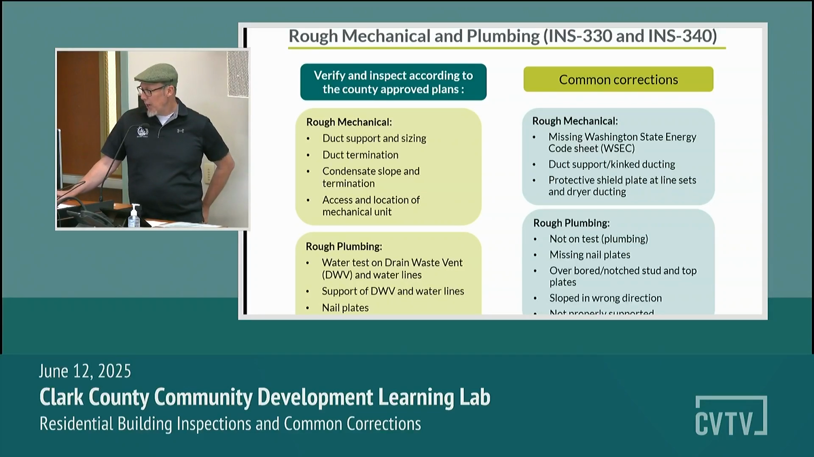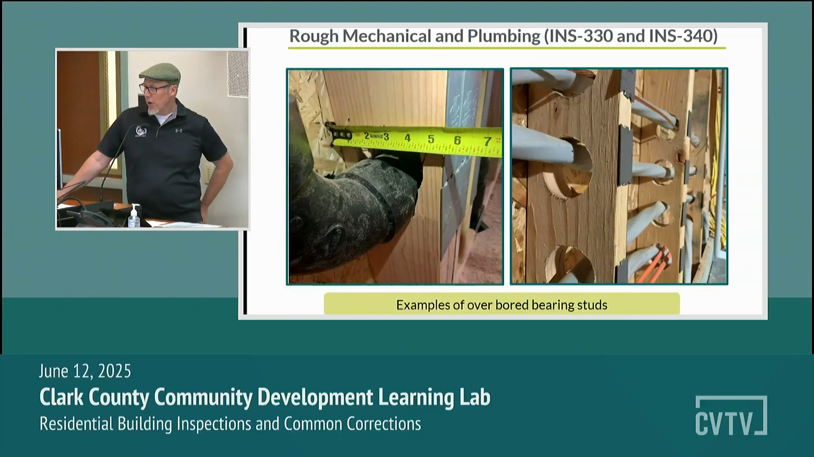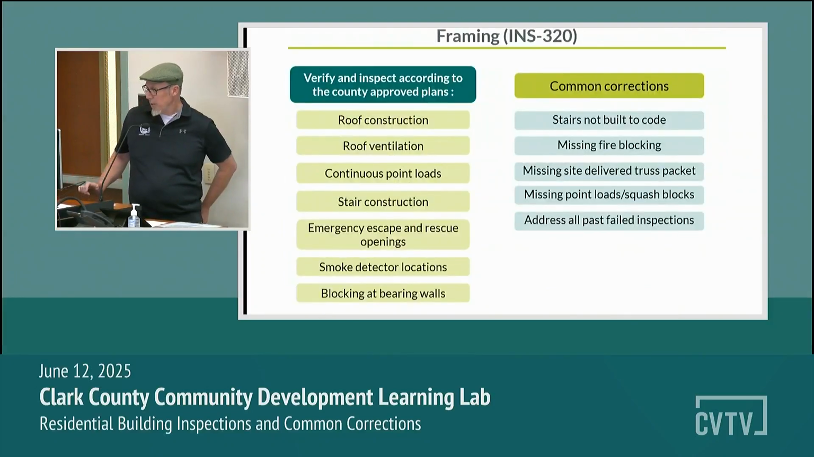And overbored, overnotched studs and top plates. The top plates can be overnotched up to 50% or overbored. And then the bearing studs have requirements as well. The pipe not having the proper slope or being back graded, which would just create issues down the road. And then piping not being properly supported. And we got a couple pictures here of overbored bearing studs. And you can see in both the left and the right pictures, the structural integrity of these has been greatly reduced. Let me hand it back to Eric.